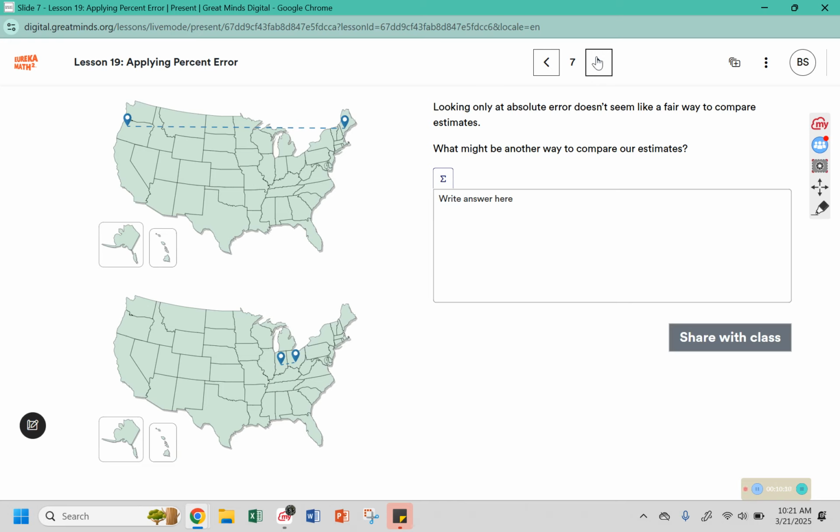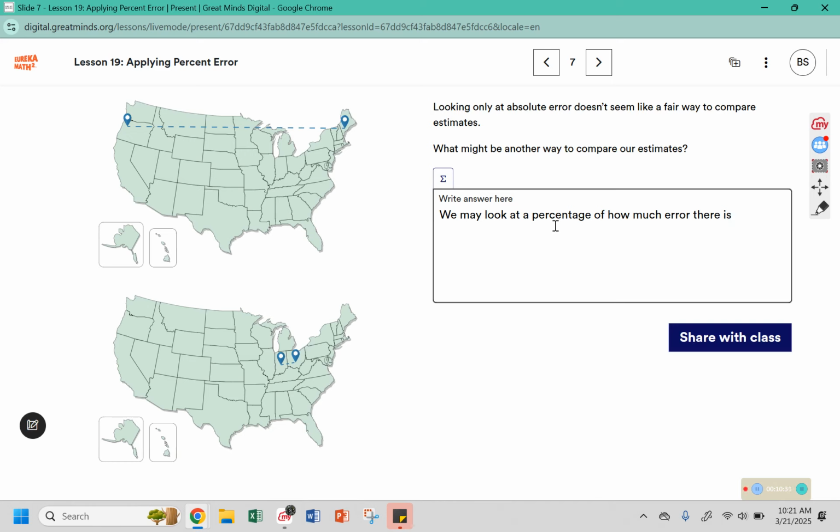Looking only at absolute error doesn't seem like a fair way to compare estimates. What might be another way to compare our estimates? We may look at a percentage of how much error there is compared to the actual distances.